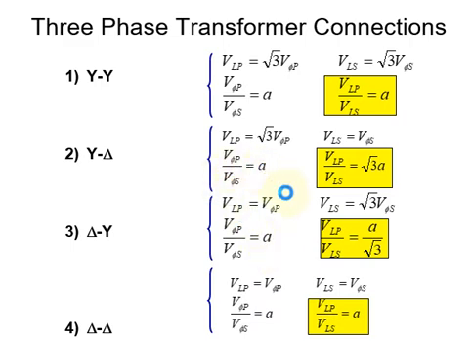So we can see that in Y to Y connection, VLP over VLS is equal to A, and we can easily find transformation ratio from here. In the second case, VLP over VLS is equal to under root 3 into A. We can also find transformation ratio by taking under root 3 on the left hand side, and in the third case, in delta to Y, VLP over VLS is equal to A over under root 3, and similarly, all these four transformation ratio formulas can be used in solving the examples or numericals related to three-phase transformers.